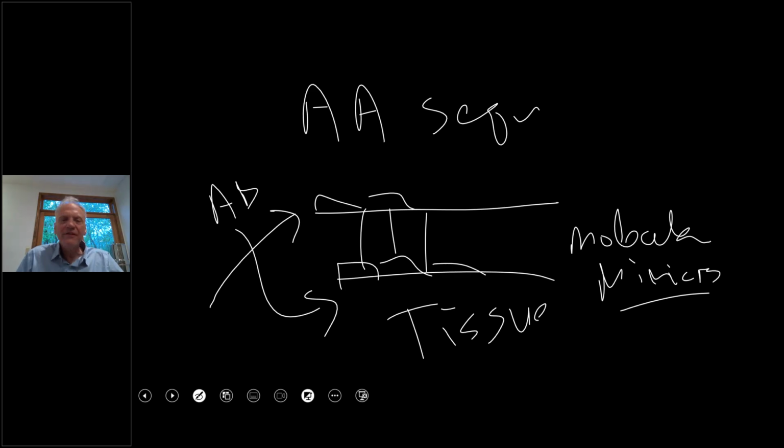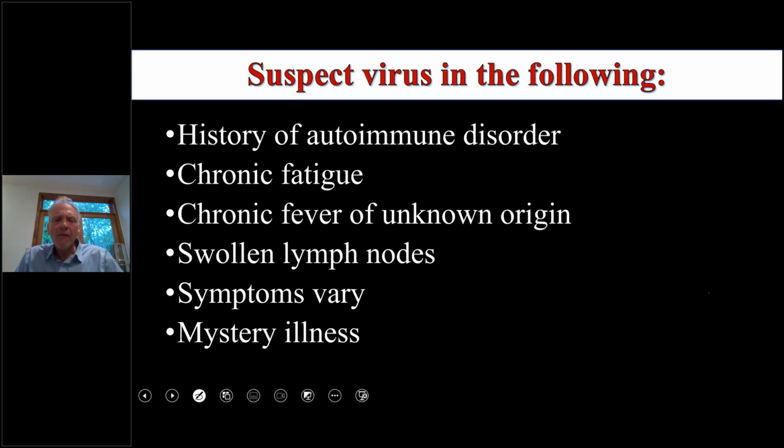Also, stuff in the liver. Liver pathologies, different things like that. Epstein-Barr is a big menacer. All right, so chronic fatigue, suspect a virus. Chronic fever of unknown origin.